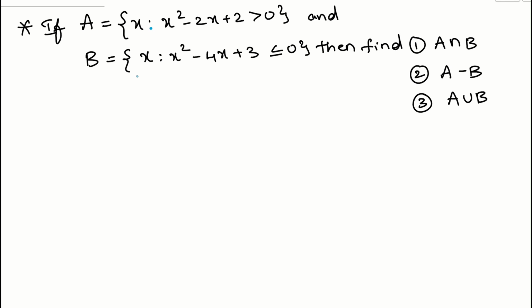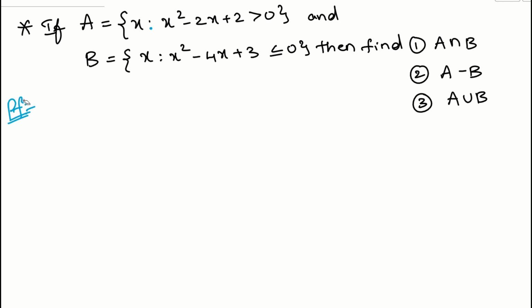If these are the two sets, from that we need to find A intersection B, A minus B, and we need to take A union B, right? So now let us see how to do this. Before, if you want to perform all the three problems, first of all, you need to calculate what is set A and what is set B, right? So now let us consider how to find about it.